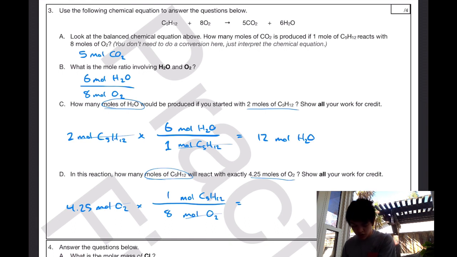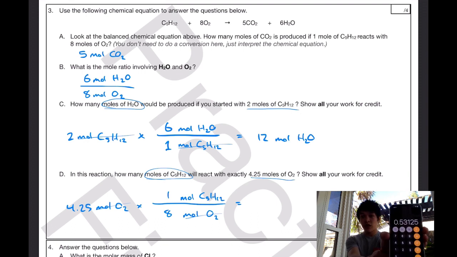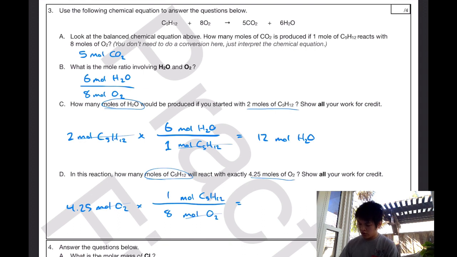What we're doing here is taking 4.25 and dividing it by 8. So do that in a calculator. This is what I'm getting, 0.53. So our final answer is 0.53, and the unit is moles of C5H12. That's it. That's how you do mole-to-mole conversions.